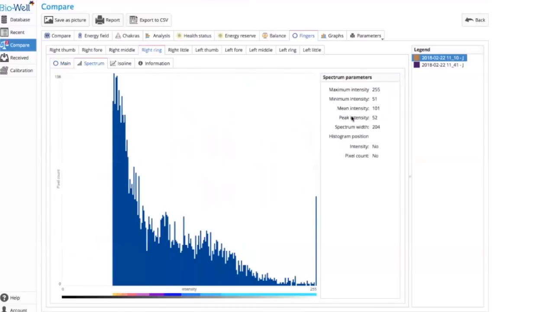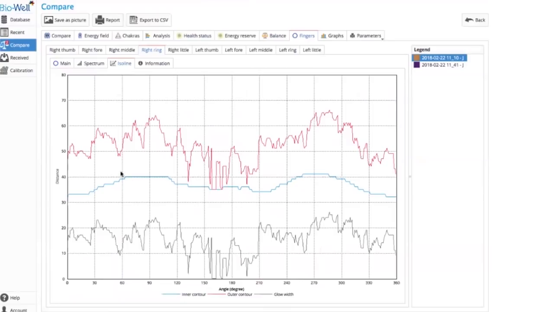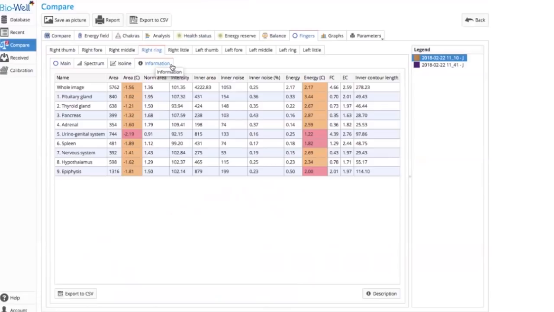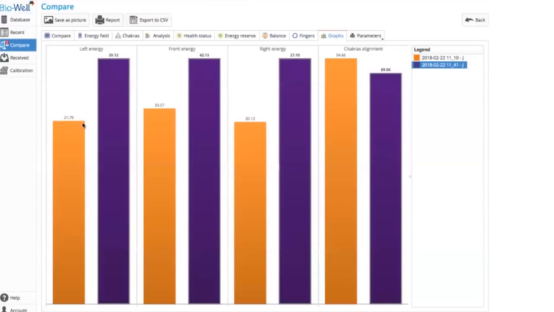It shows you a spectrum of the analysis of the intensity, spectrum, width, pixel count, and all that. It also has a measurement of the ISO line. Not sure what that is, but that's what it has in there. And it shows you which parts of the system need more attention. Okay, so this is really dramatic here. Left energy went from here up to here. Front energy went up, right energy went up. Chakras alignment went down. That's normal whenever there's an increase of energy. The chakras kind of get out of whack because you're moving that energy so much.